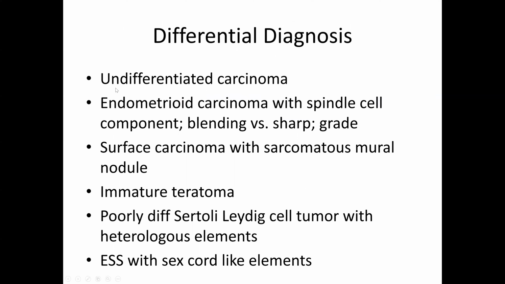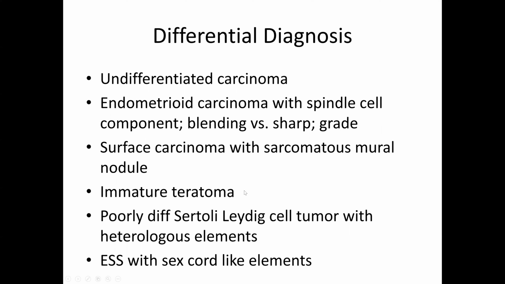Differentially, we'd be concerned about undifferentiated carcinoma or endometrioid carcinoma with spindle or corded components. And the interdigitation of this, differentiation and grading of the tumor may play a role in this as well. You can have surface carcinoma with sarcomatous mural nodules. We saw that in some of our previous lectures as well.